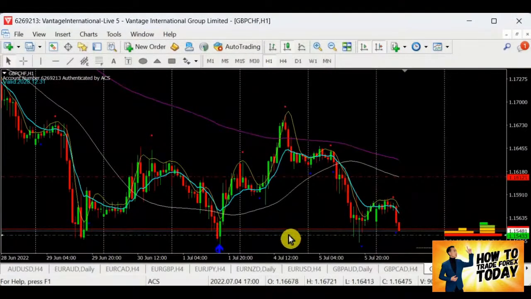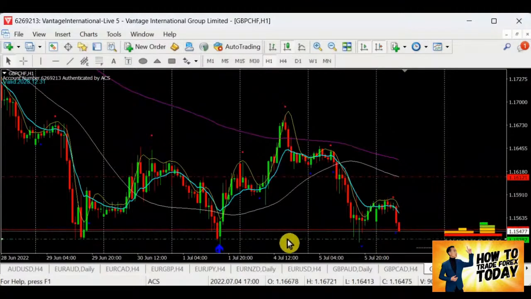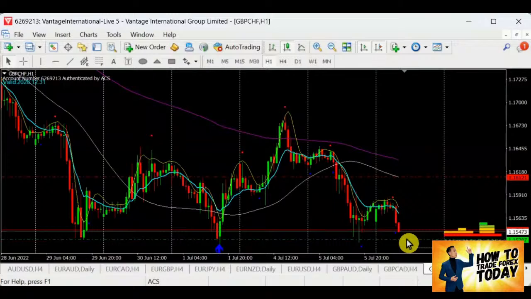Okay, over at this point here. So this is the support. I'm going to wait for it to break this support, then go with a new resistance below, and then I will start to sell. Pound franc, yes, is another one that we can pay attention to. Okay, so let's go.